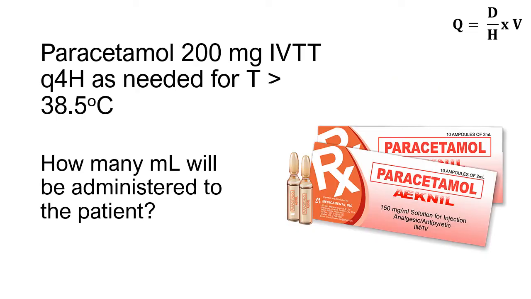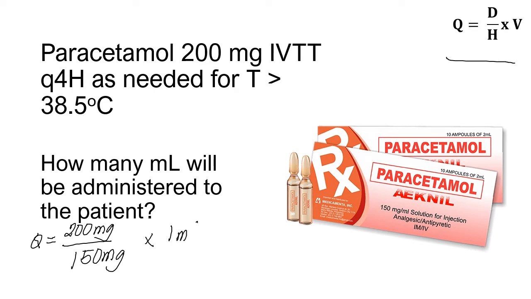Now, to the computation. Paracetamol 200 milligrams every 4 hours as needed for temperature of 38.5. How much would I be giving to my patient? Your formula is very simple. For the quantity, remember D over H times V as indicated here. Our D again is 200. What is our H, the dose at hand? It would be 150 milligrams. And what is our volume? Yes, that would be 1 ml.